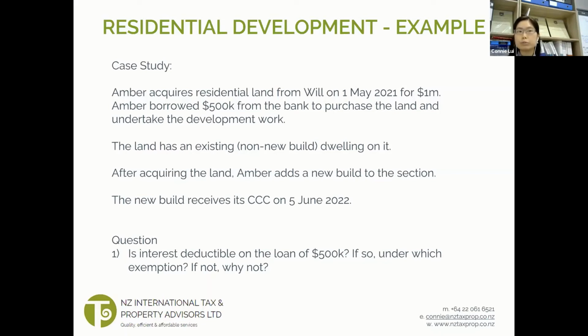The question here is: is the interest deductible on the loan of $500,000? If so, under which exemption and from when? And if not, why not? Perhaps you want to have a think about that for 30 seconds and then put it in your chat box, and then we can further talk.